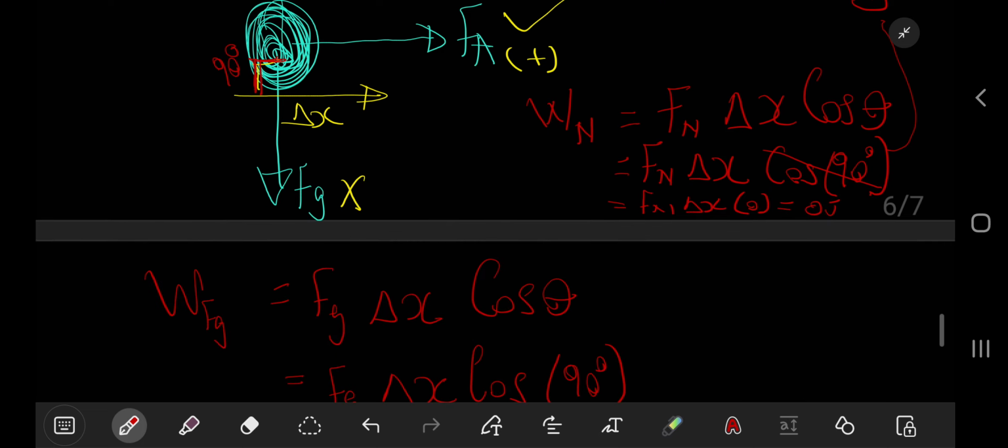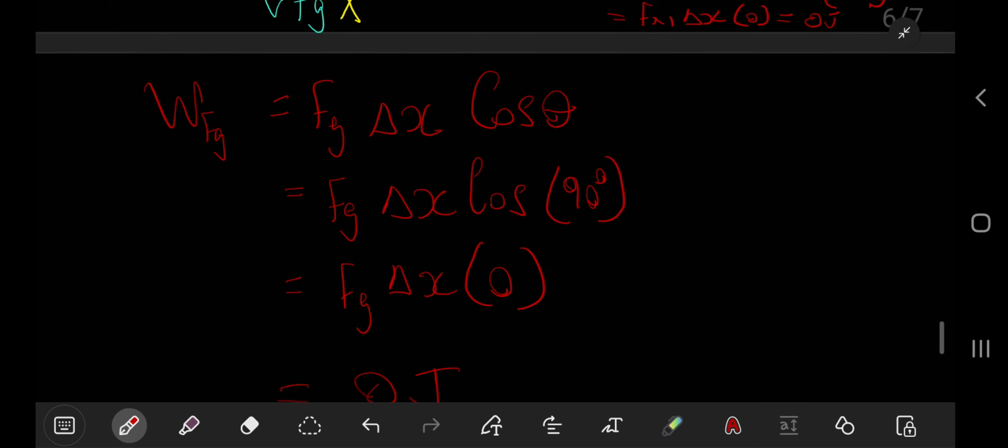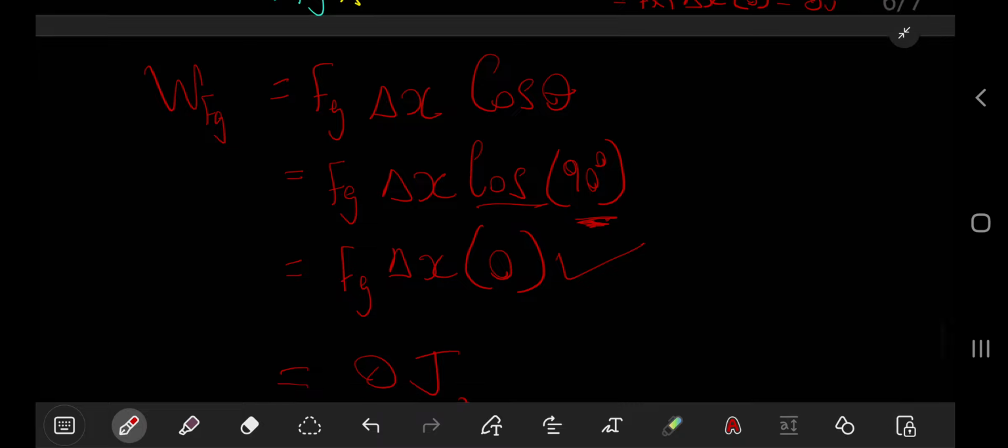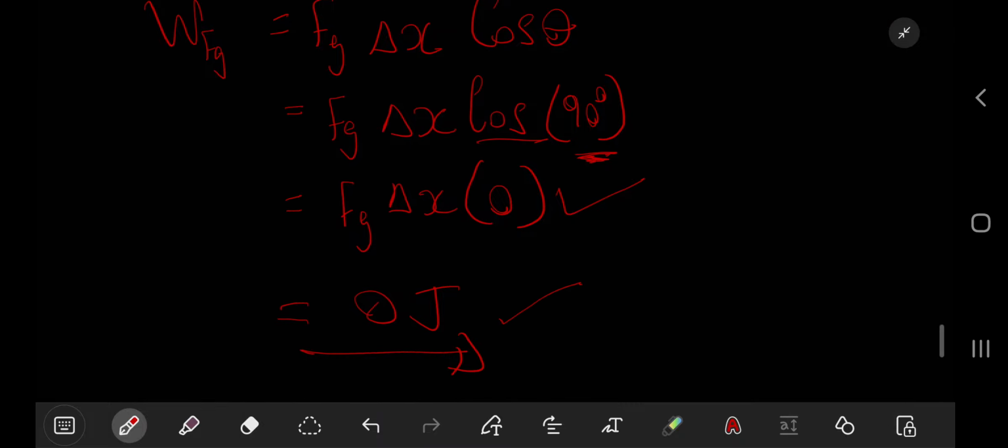So we have achieved our outcome: if the force is perpendicular to the direction of the displacement, the angle between the two is 90 degrees, and cos 90 gives us 0, so our final answer would be 0. These forces which are perpendicular do not do work.